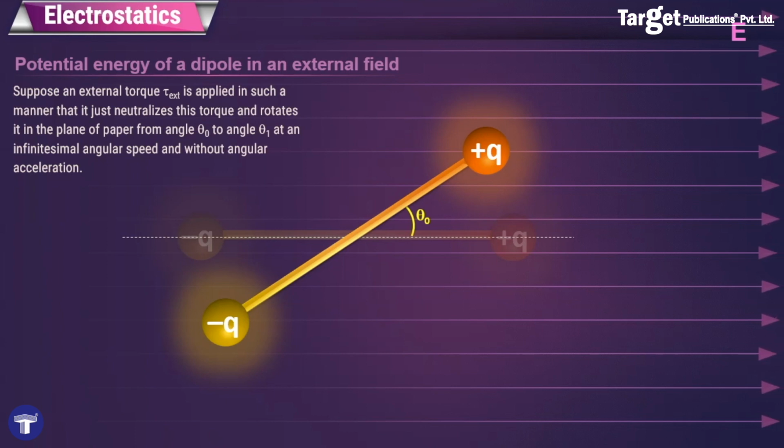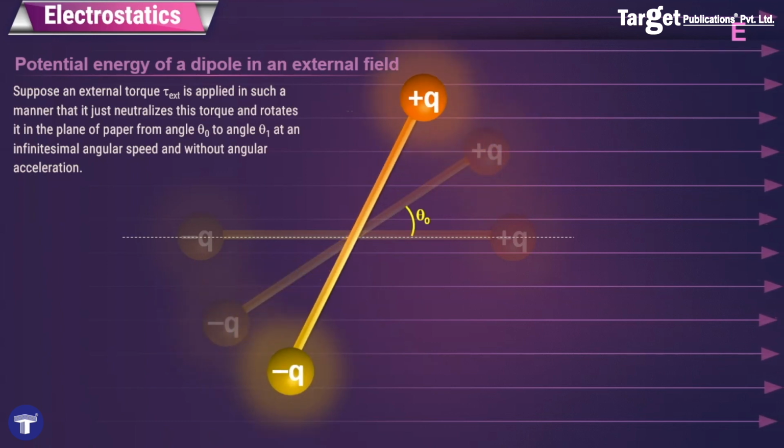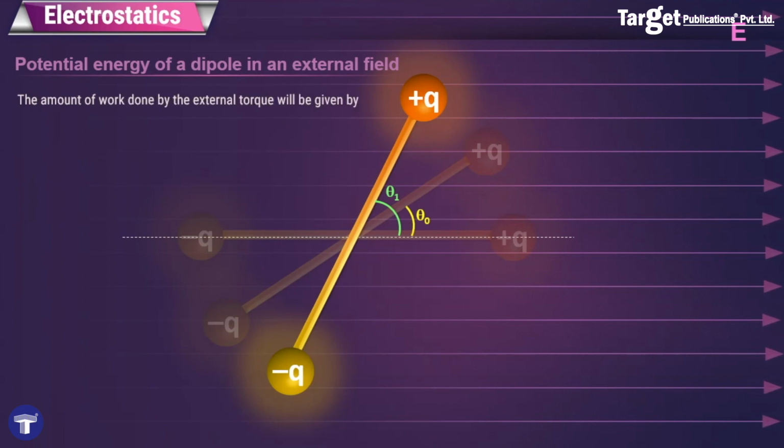Let's say from a starting point of theta naught, that is a random angle theta naught, to some other point theta 1. We will have to do some external work, and this external work is stored inside this electric dipole as the electrostatic potential energy, and this external work will be nothing but the integral of tau external d theta going from theta naught to theta 1.